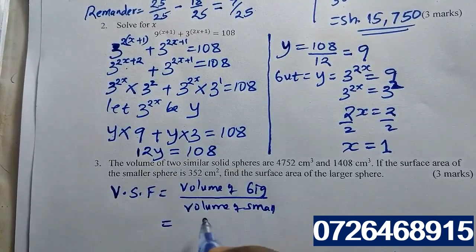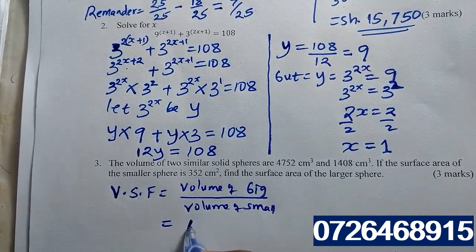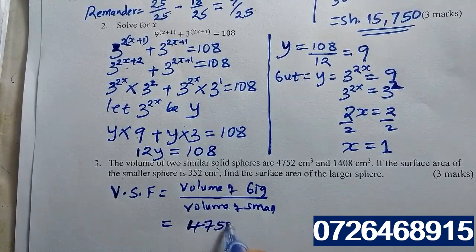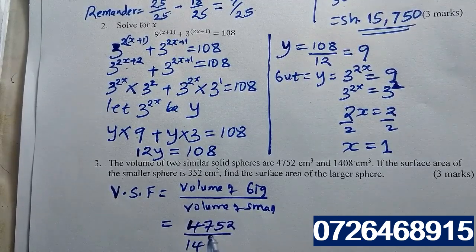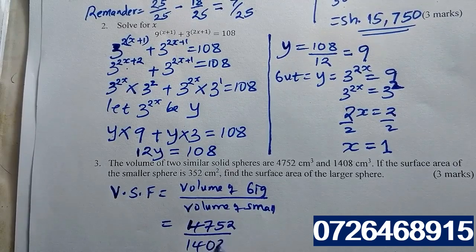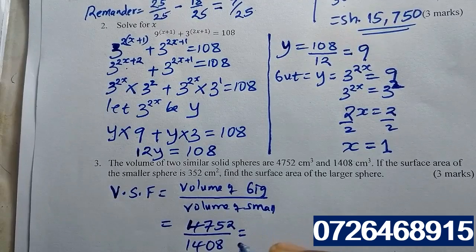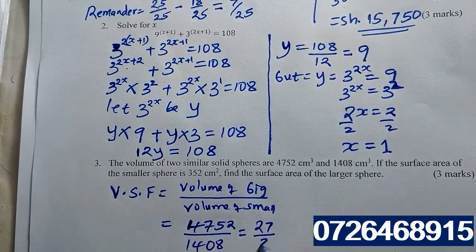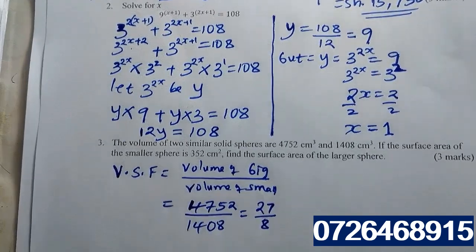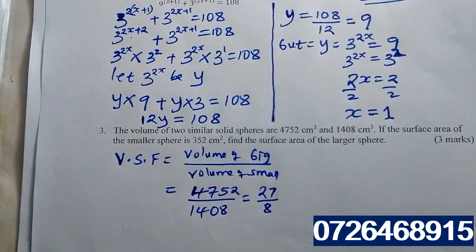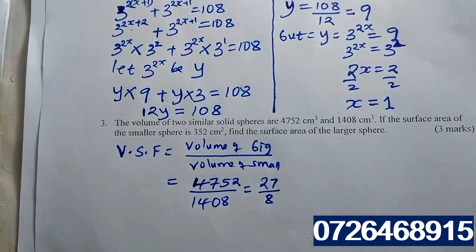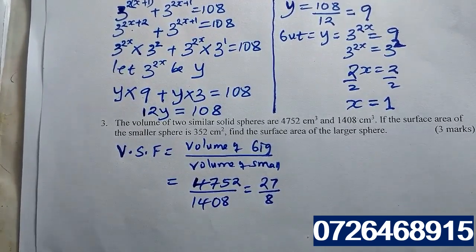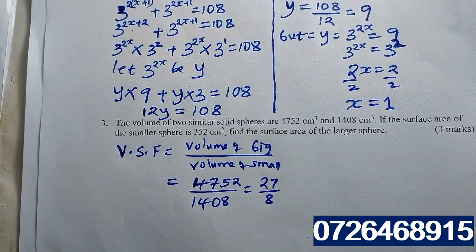So this one gives us 4752 divided by 1408. This one will give us the volume scale factor, which is 27/8. So that one gives us the volume scale factor. But what we want first, let us get the linear scale factor.